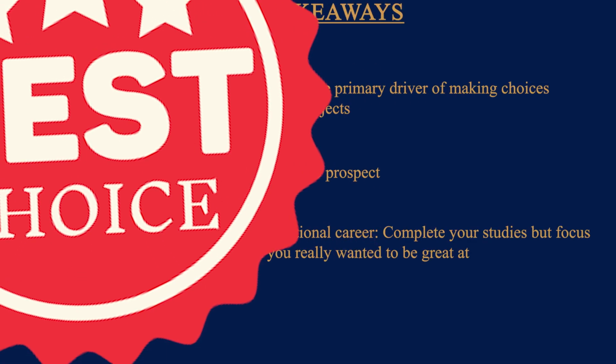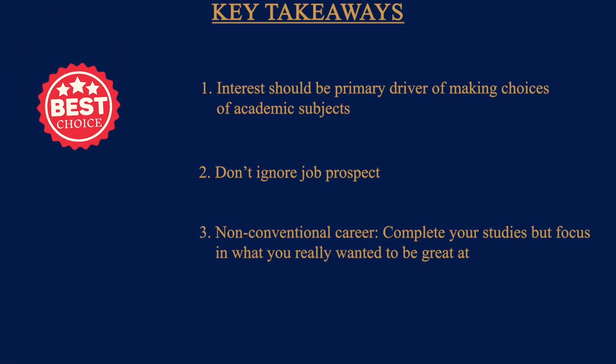So key takeaways for today. Number one, interest should be the primary driver of making choices of your academics or academic subjects. Number two, don't ignore job prospects. It's important, but it's a secondary consideration. If you are choosing a field which doesn't have great prospects, just plan your career, have a definitive timeline to achieve certain milestones, or course correct. And third, for an unconventional career, be ready to work unconventionally, sideline your studies, complete your studies, but focus on what you really wanted to be great at.